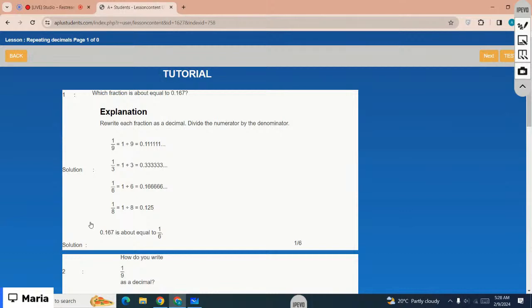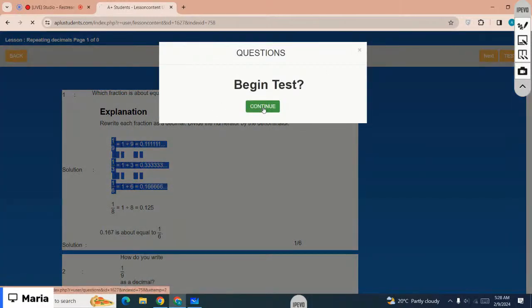1 over 8 means 0.125. So which fraction is about equal to 0.167? Almost equal. That is 0.166. Got it? 0.166 is closer to 0.167, right? Let's just start with the test questions.